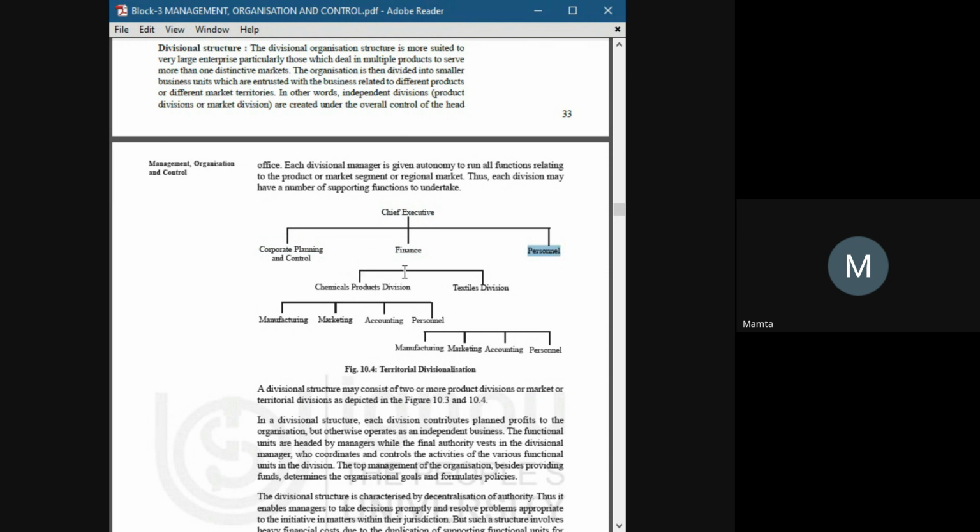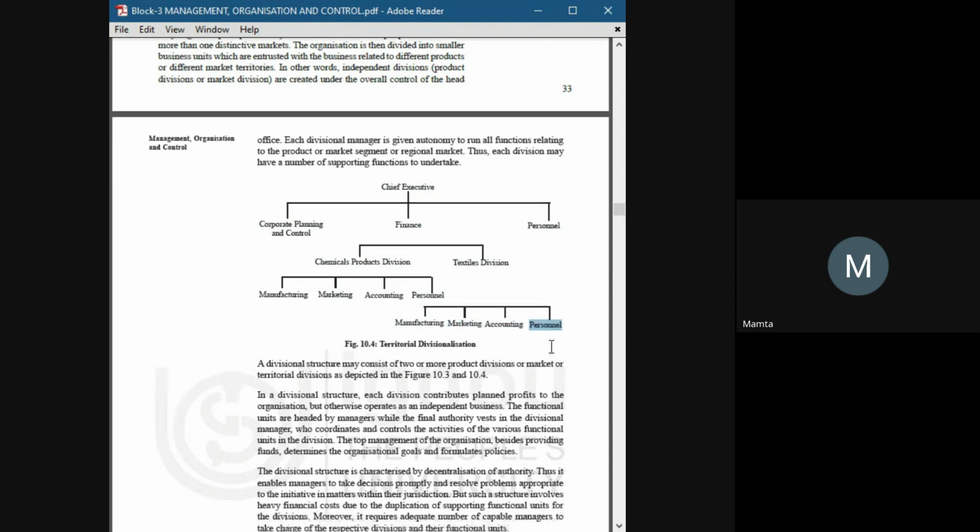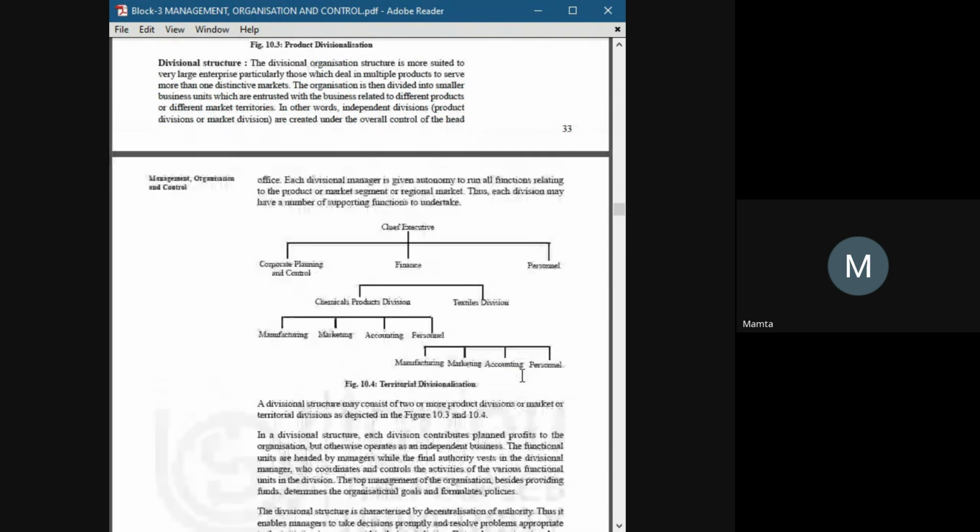Moving further, we divide into two products. The first one is the chemical product division and the second is the textile division. The chemical product division is further divided into manufacturing, marketing, accounting, and personnel. The textile division as well is divided into four parts: manufacturing, marketing, accounting, and personnel. So that's how a divisional structure looks. Basically, it is suitable for big organizations which deal in multiple products. Every product has its own management.